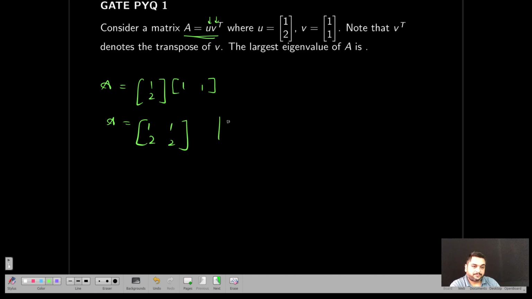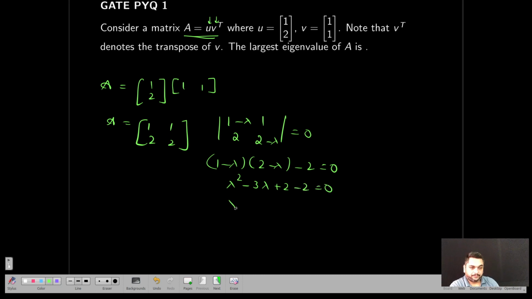So find the eigenvalues: 1 minus lambda, 1, 2, 2 minus lambda equal to 0. So (1 minus lambda) into (2 minus lambda) minus 2 is equal to 0. This is lambda square minus 3 lambda plus 2 minus 2 is equal to 0. So lambda into (lambda minus 3) is equal to 0. So lambda equal to 0, 3. Which is the largest value? C. 3 is the answer.